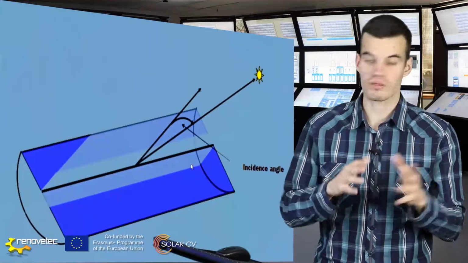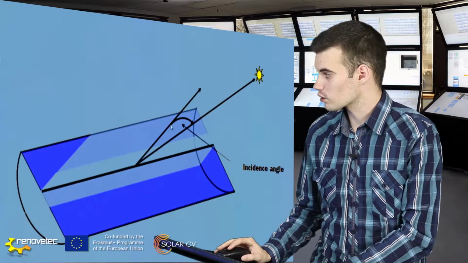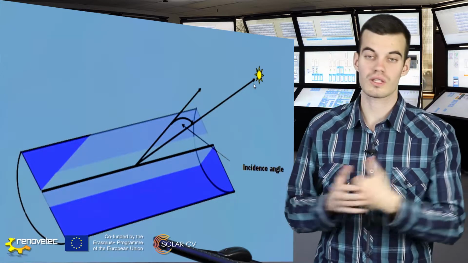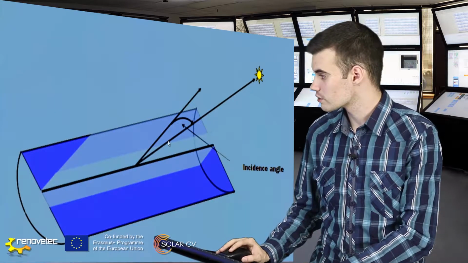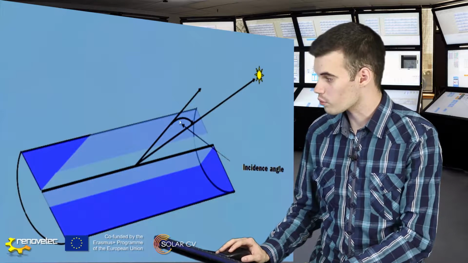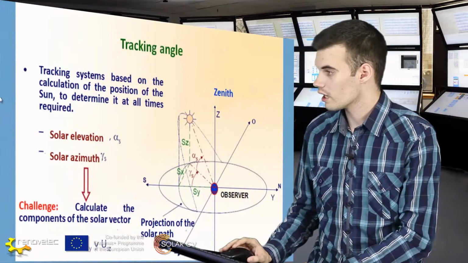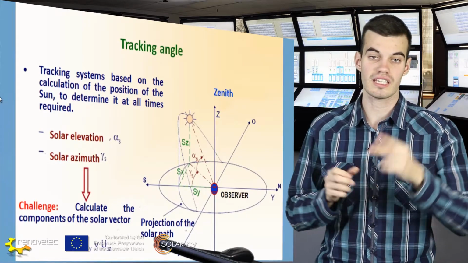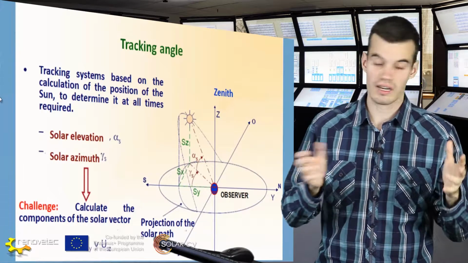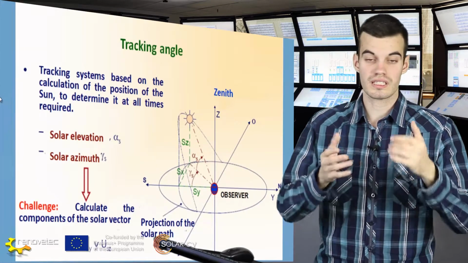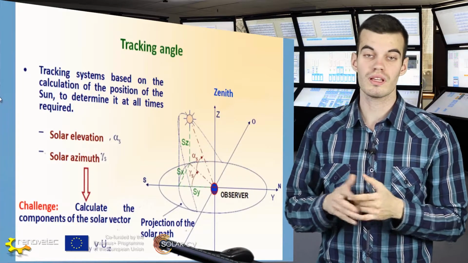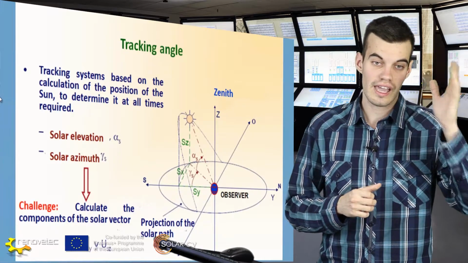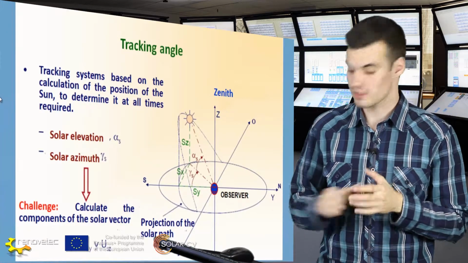Here we can see this concept, that is, the normal vector of the surface is this, and the vector associated with the solar ray is this. So the incidence angle is going to be 0 if both match. And finally, the solar tracking system is based on two main angles. It is solar elevation or solar height and solar azimuth angle, which are going to be very useful to determine the components of the solar vector, that is in the x direction, y direction, and z direction.